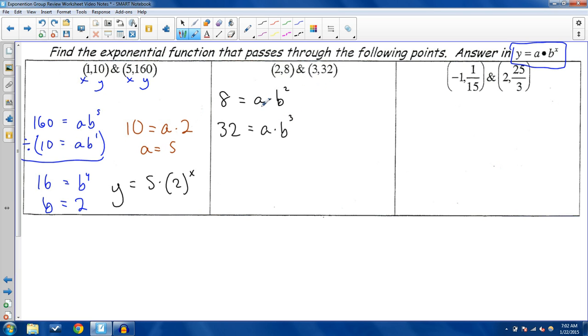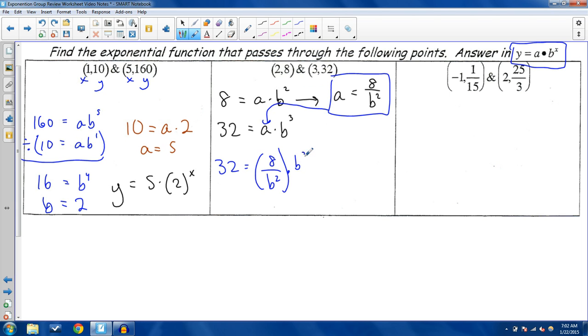You'll notice that both of these have a in them, so it's very easy to solve for a in either one. I just have to divide by b squared or b cubed. If I take this equation and solve for a, I can use 8 over b squared, and substitute that in for this a value right here. So now I'll get 32 equals 8 over b squared times b cubed. Now b cubed over b squared is just b. So this is gone, that's gone, and now you have 32 equals 8b, and b equals 4.